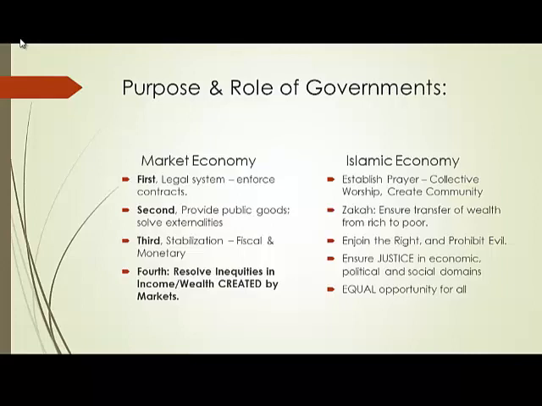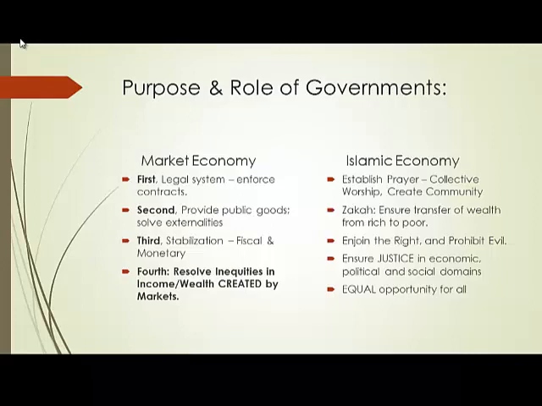Again, this is exactly the opposite of what the conventional message is saying, that you should not try to take money away from the wealthy, because that will distort incentives and reduce growth. Enjoin the right, prohibit evil. So that's basically what the ulama say. This means that you have to establish justice. You have to promote justice. You have to teach people to respect justice, and also to ensure justice in the economic, political, and social domains.